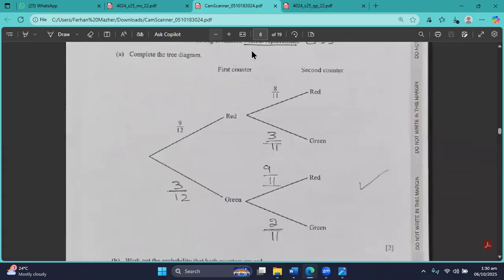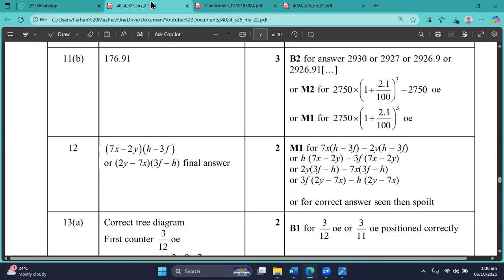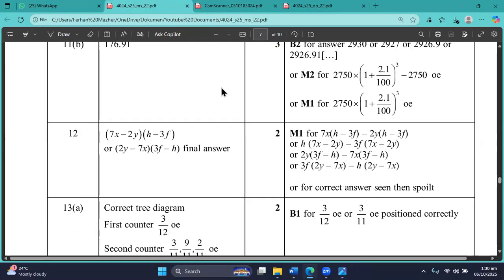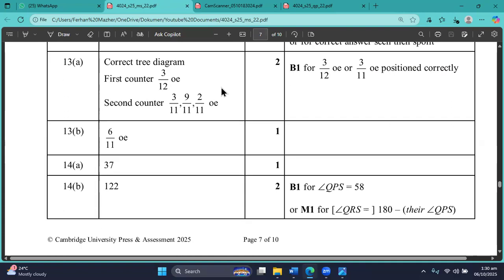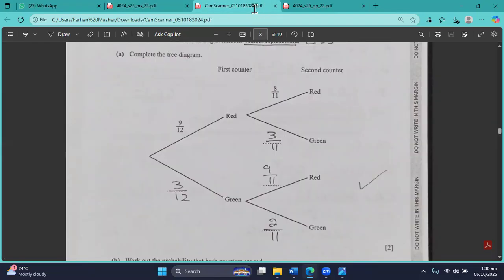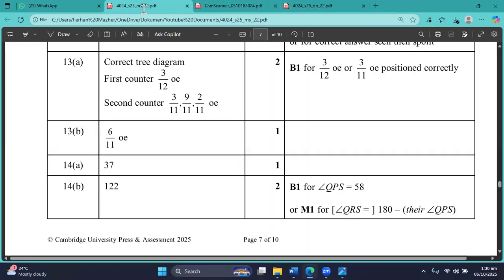Without replacement. So this is what I have done. Here you will have 3 by 11. Here you will have 9 by 11. Here you will have 3 by 12. Here you have 2 by 11. So let's check your marking scheme. I have already checked this paper with the marking scheme. And this is question number 3A part. You can see 3 by 11, 9 by 11, 2 by 11. So this is how this is done. 3 by 12. Okay.